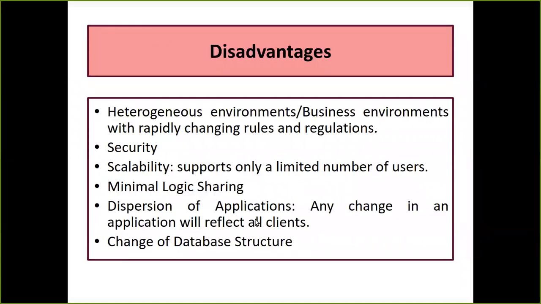when we talk about the disadvantages, the very first disadvantage is that it is not going to support the heterogeneous environment, because it is not going to support the rapidly changing rules and regulations in this two-tier architecture. Another disadvantage is security, because in two-tier architecture remote connections exist: your client is in one place and your database is in another place. So remotely we are going to connect these two, so there will be higher security issues. We also have the disadvantage of scalability, because it is not supporting the heterogeneous environment, and it is not supporting rapidly changing rules and regulations if I want to apply them to my applications. So it is also going to be limited in the number of users.